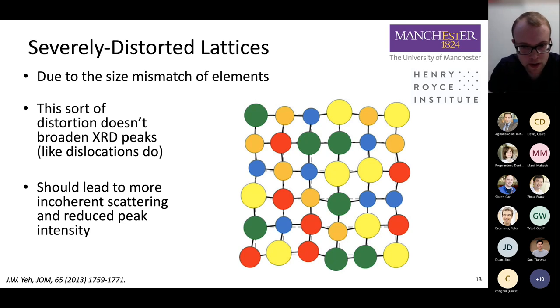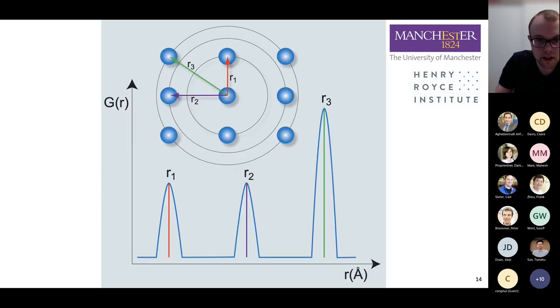I've been very fortunate to be associated with some work that's trying to probe this distorted lattice idea in high-entropy alloys.